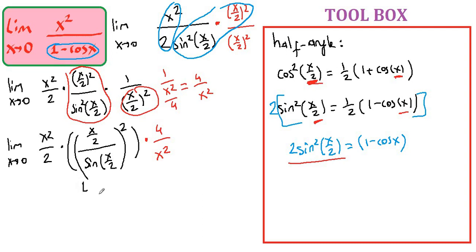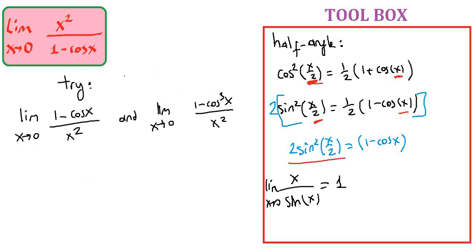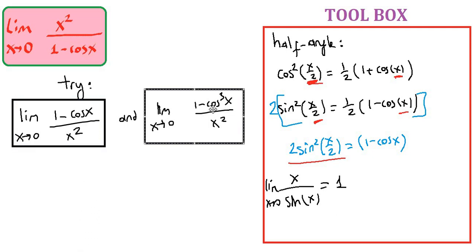We know that this limit is like x over sine x. As x is approaching 0 of this limit, we know that this is one of our template limits and is 1. So that's going to be 1 squared, and here x squared cancels x squared, so this limit is 4 over 2, which is 2. Now you can try the limit as x is approaching 0 of 1 minus cosine x over x squared and 1 minus cosine cubed of x over x squared.